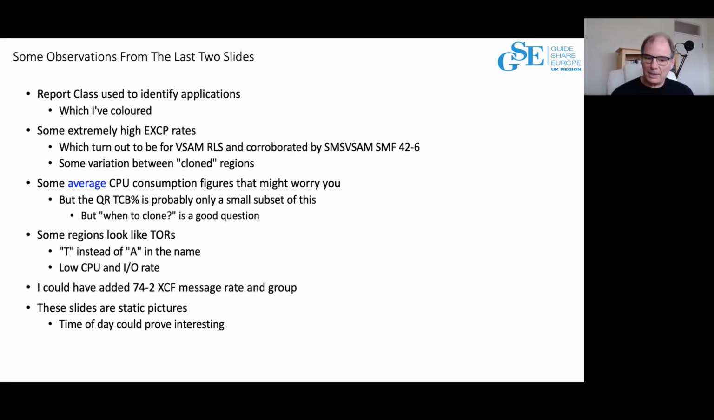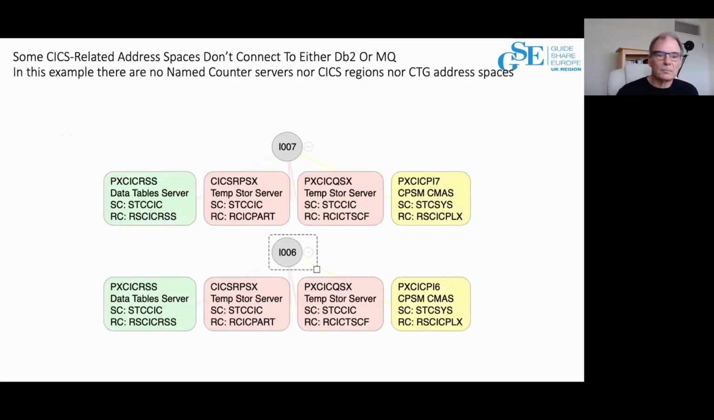I also could have added XCF messaging rates. So you can take CICS, DFHIR000 being the default CICS XCF group. That could be architecturally interesting as well. The other thing is these slides are obviously static pictures, the last two. So time of day could actually prove interesting as well.